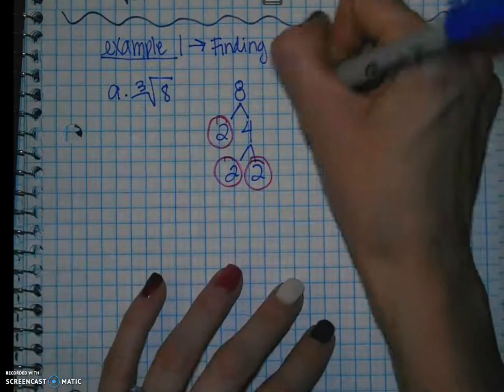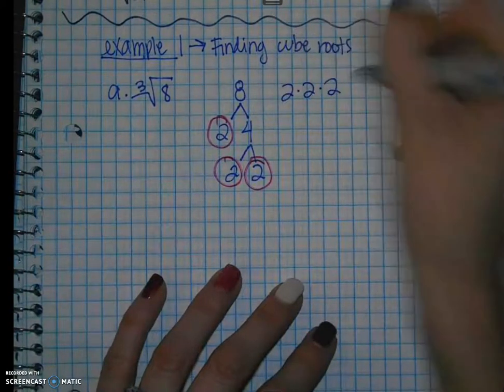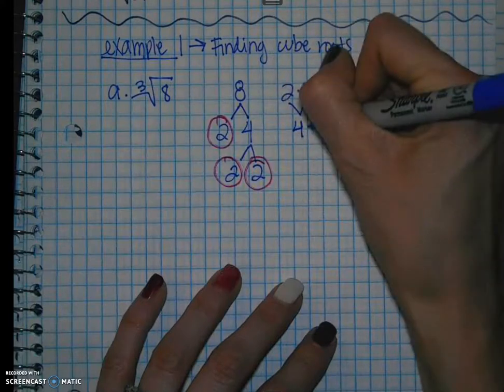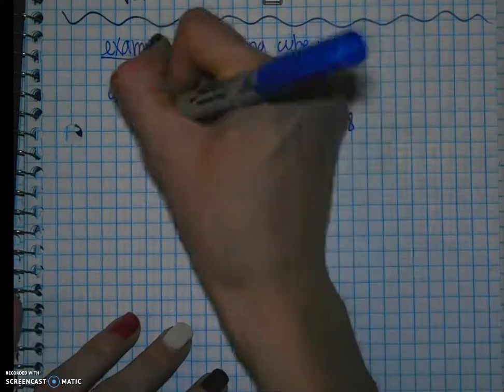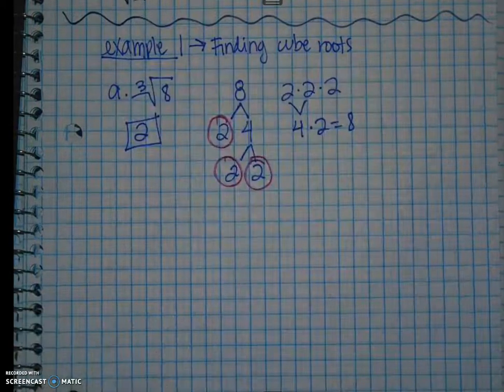And to prove it, you can go 2 times 2 times 2. Well, 2 times 2 is 4. 4 times 2 is 8. So that way you know your answer is just 2. Okay? Hopefully that makes sense.